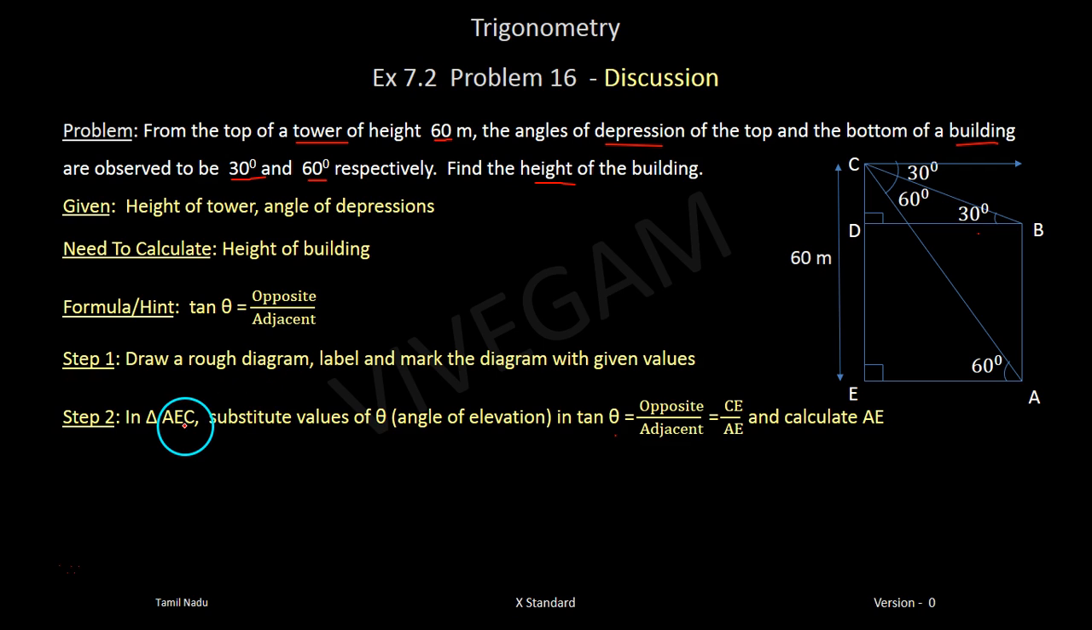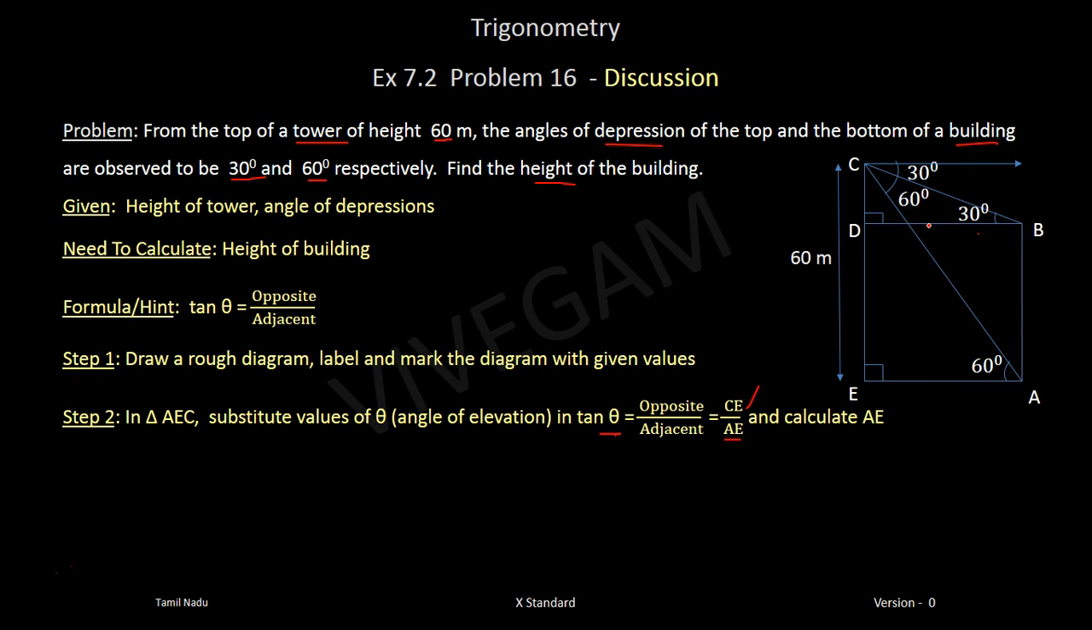In triangle AEC, substitute the value of theta. What is theta? Theta is 60 degrees. So tan 60 is opposite by adjacent, that is CE divided by AE. Tan 60 is known and CE we know, that is 60 meters, so from which AE can be calculated. And what is AE? AE is also BD.